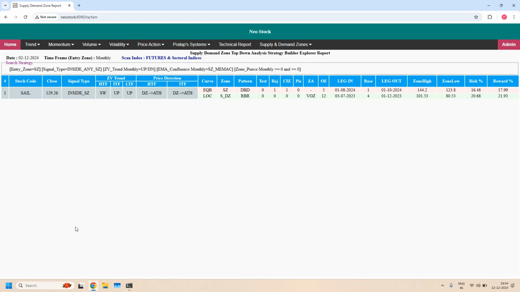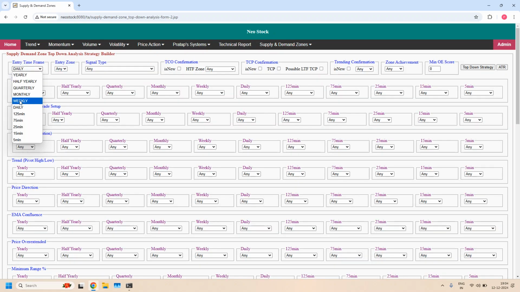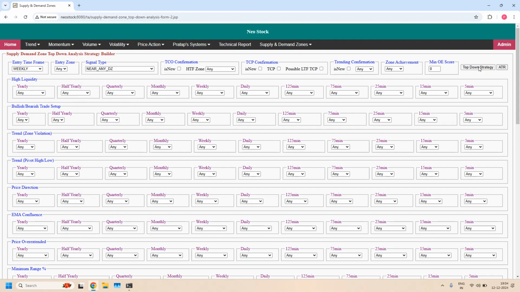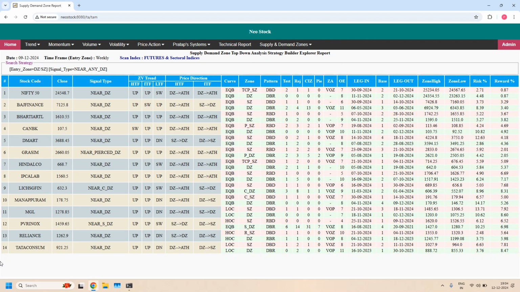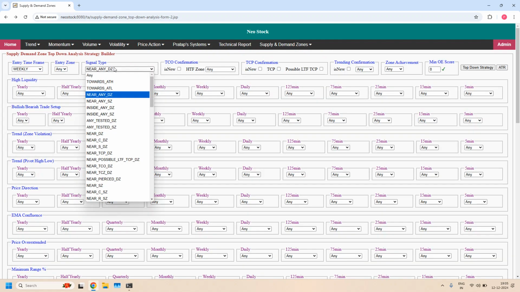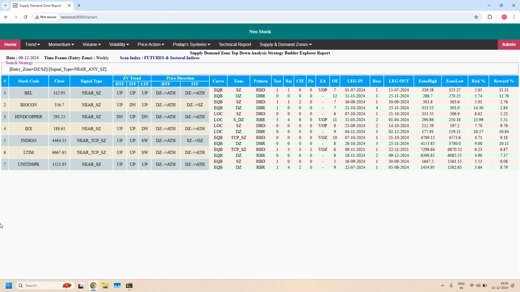Okay, this is about monthly time frame. Next time frame is weekly, stocks near weekly demand zone. We got 14 stocks. Next weekly time frame, stocks near weekly supply zone. We got 7 stocks.